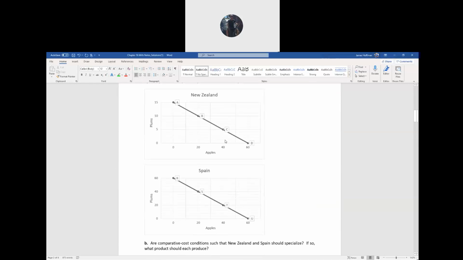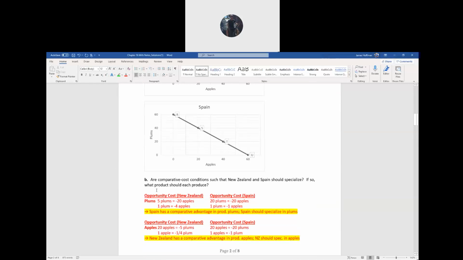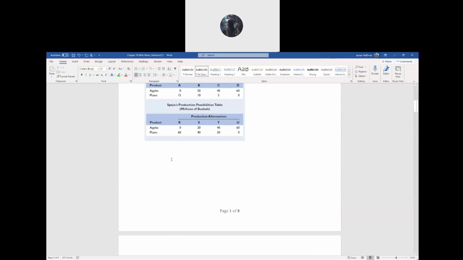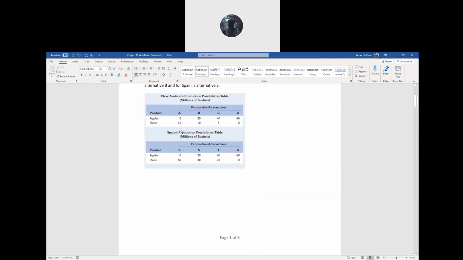Okay, Spain is going to specialize in plums. That means they are going to start with the most plums, with all producing plums. So here's Spain. Then we're going to start with 60 plums and 0 apples, right? So just start with the specialization point, 60 and 0.